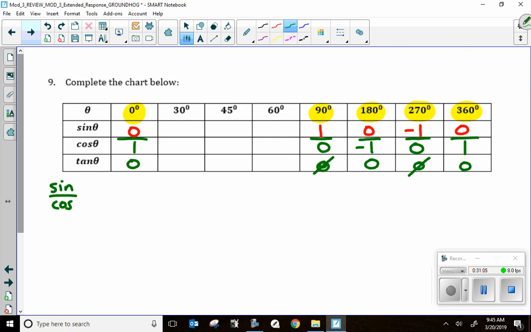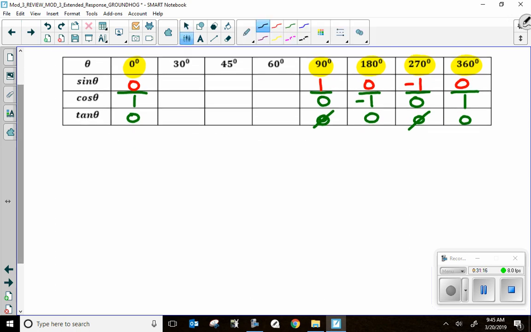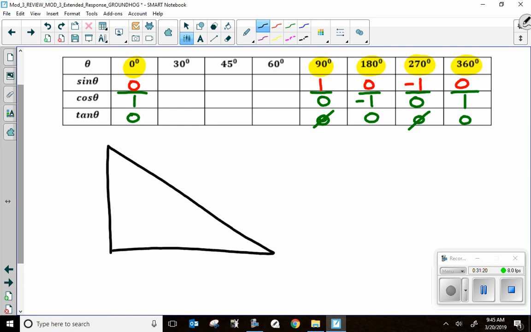All right, that's good. But what about these 30, 45, and 60? Well, there are tricks and trades around these, but if you know your special triangles, you can fill in the rest of these. Let's draw our two special triangles. Okay, here's a 30, 60, 90. That is 1, radical 3, and 2.